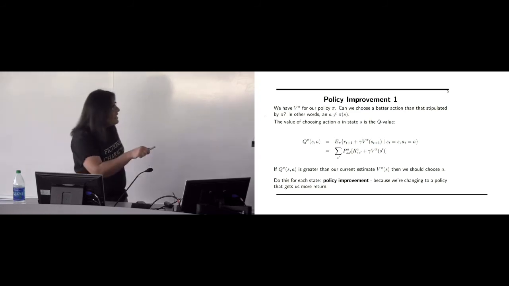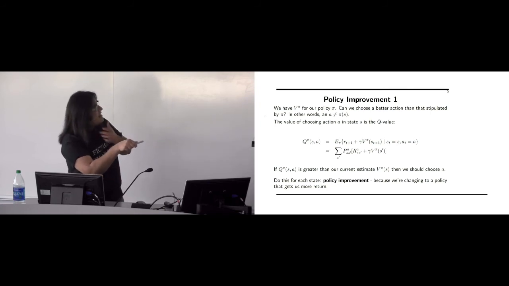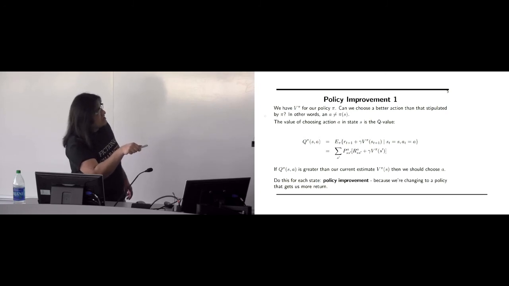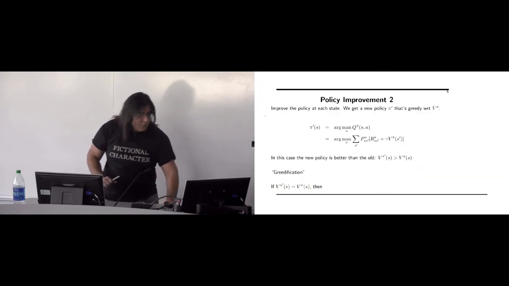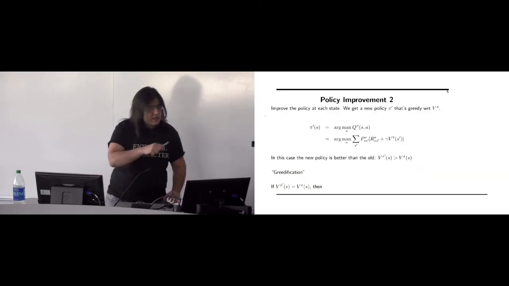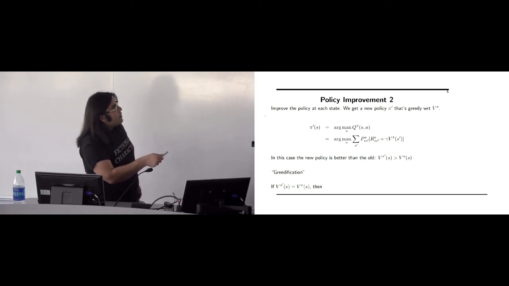Okay? Do this for each state. So you iterate over states, and you iterate over all possible actions in each state to see whether you can do better than v pi of s, and thus you improve your policy, because we are changing a policy to something that gets us more return. One more slide and we're done for today. Improve the policy at each state.